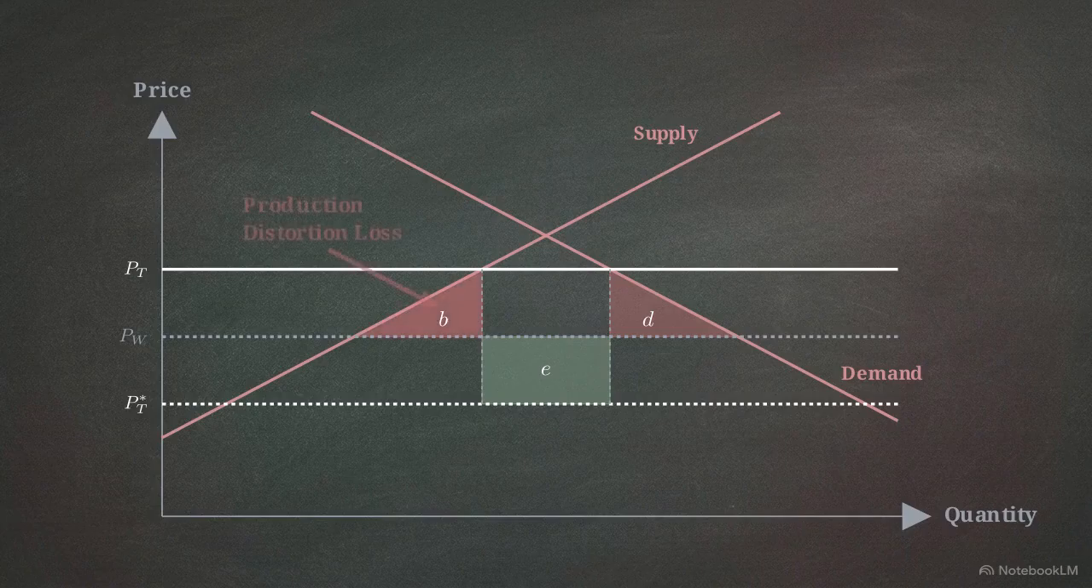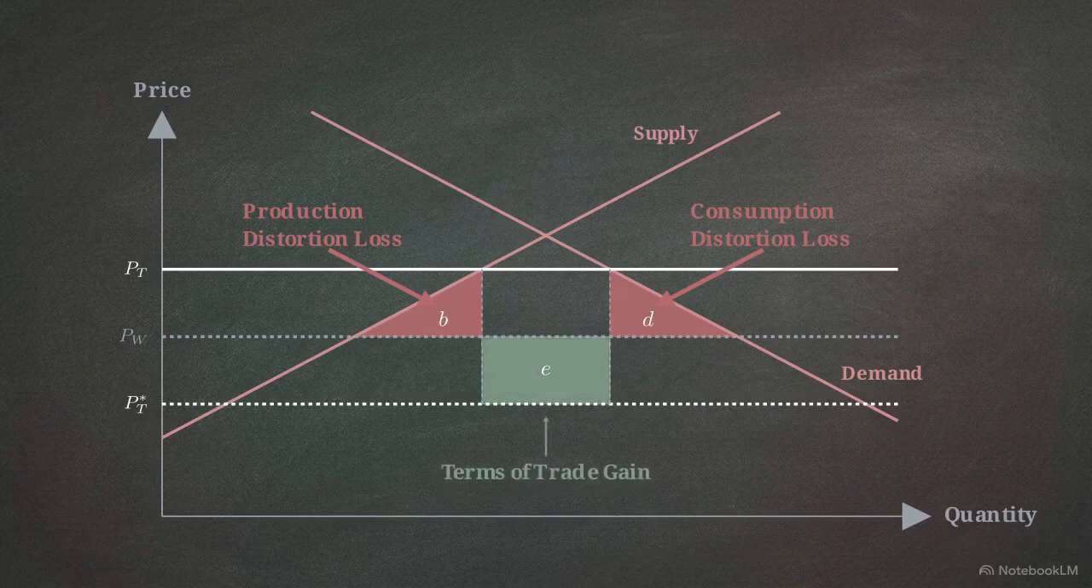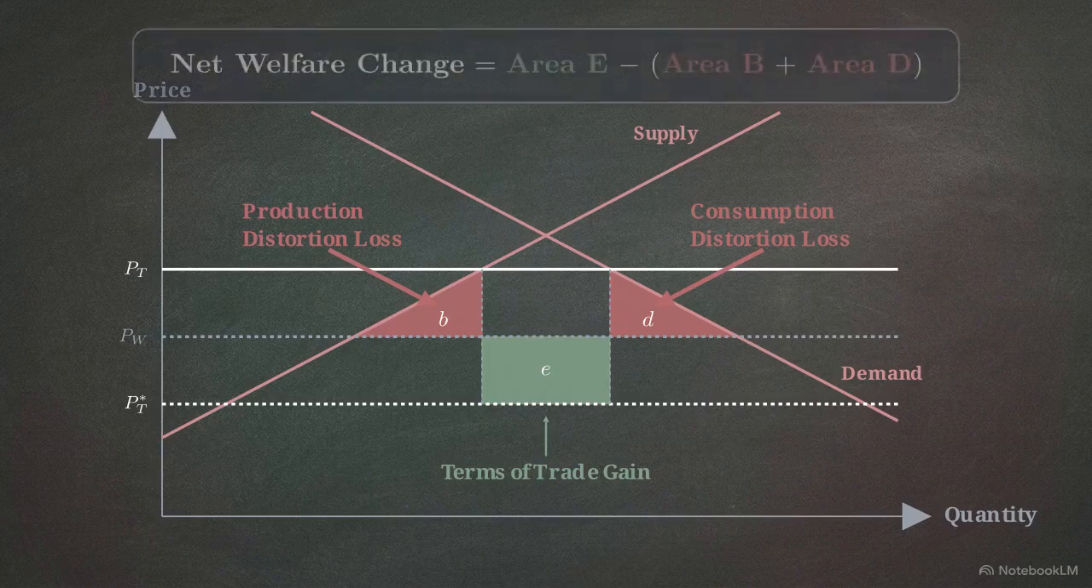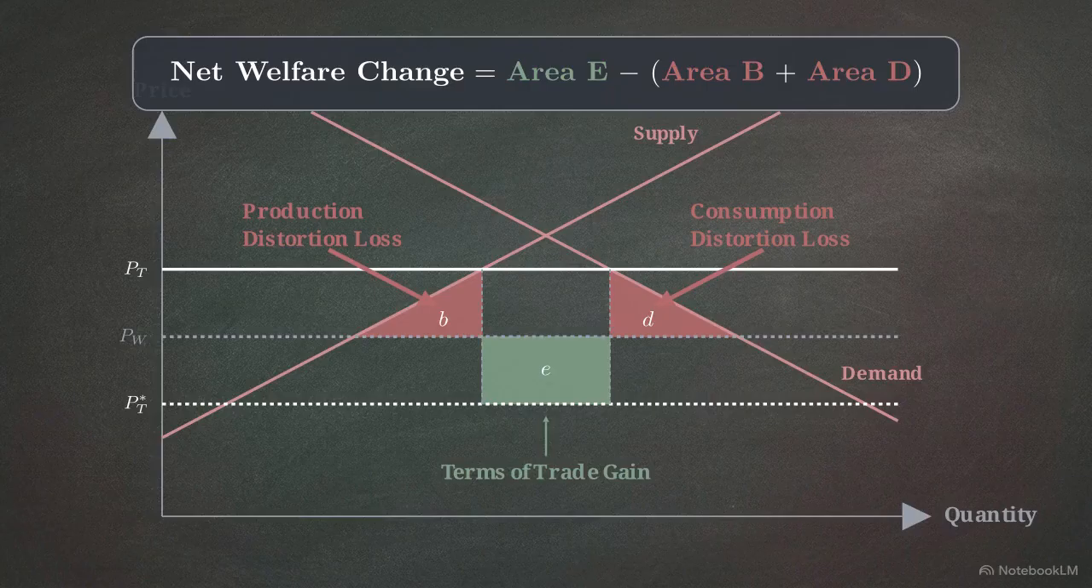Triangle B is the production distortion loss. Because the tariff artificially inflated prices, domestic producers wasted resources manufacturing goods that could have been purchased much more cheaply from abroad. Triangle D is the consumption distortion loss. This represents the sheer economic value of transactions that were outright destroyed because consumers were priced out of the market entirely. Rectangle E is the terms of trade gain. This is the value the home country successfully extracted from foreign suppliers by forcing them to lower their export prices.